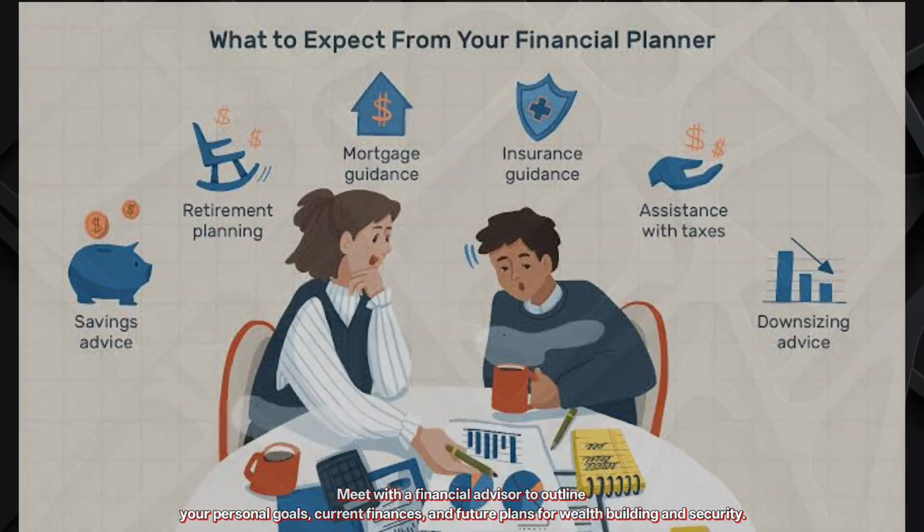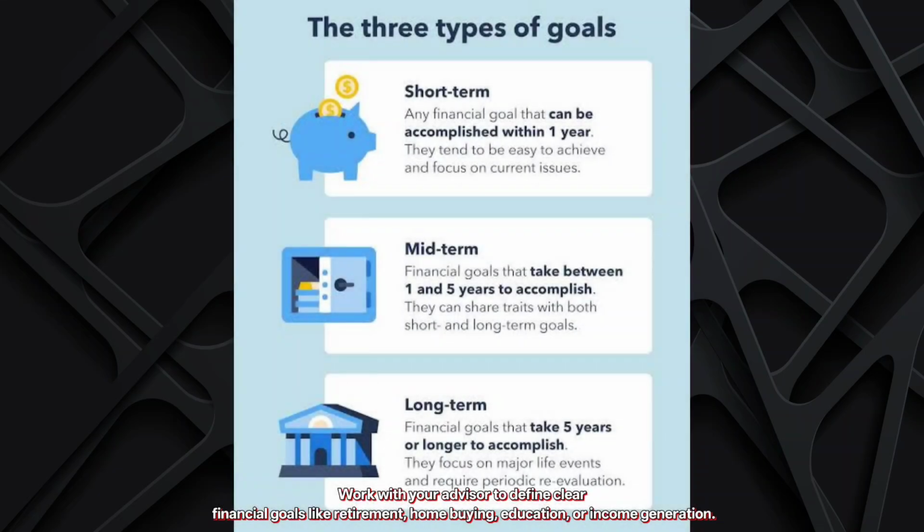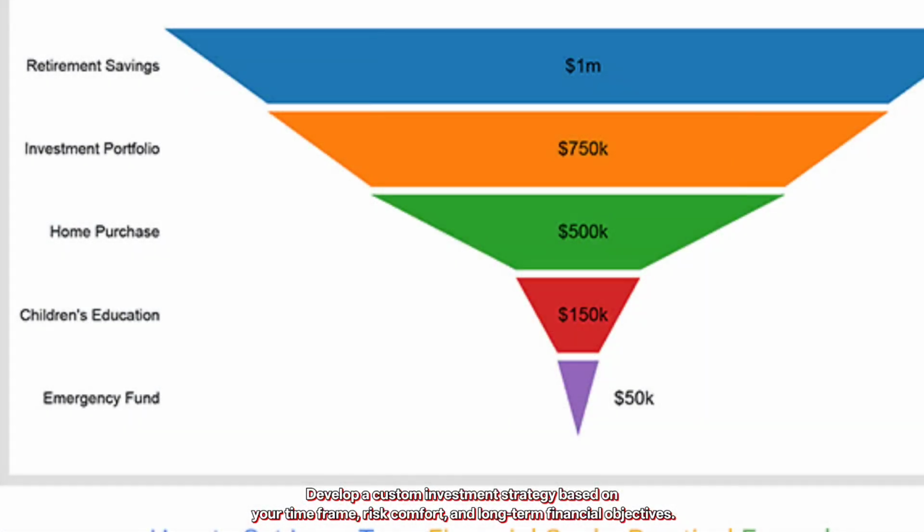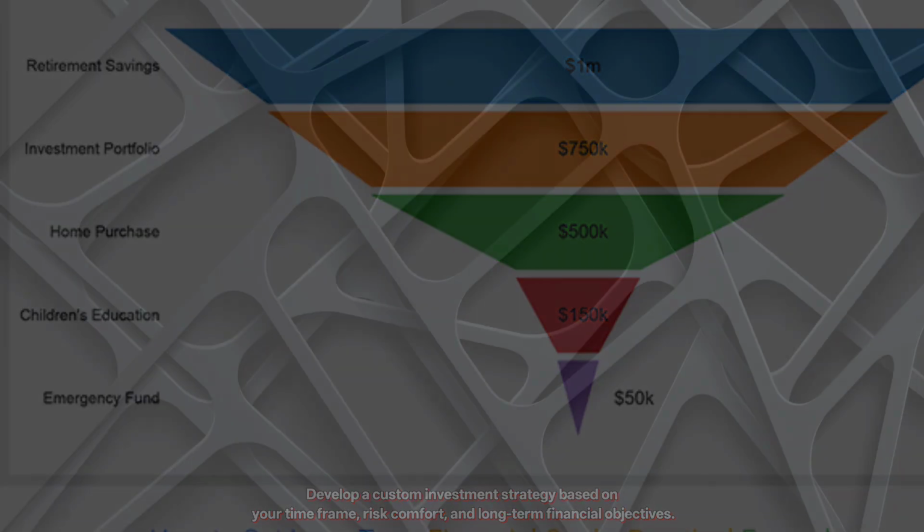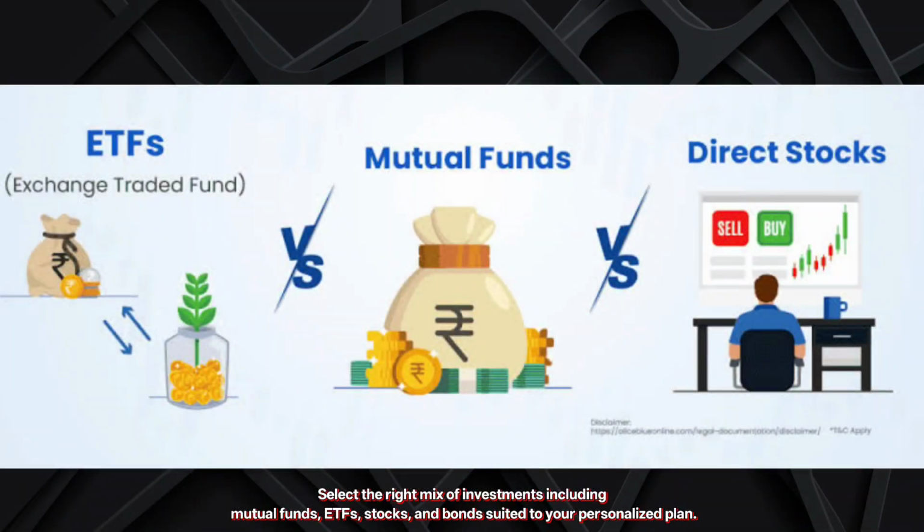Work with your advisor to define clear financial goals like retirement, home buying, education, or income generation. Develop a custom investment strategy based on your time frame, risk comfort, and long-term financial objectives. Select the right mix of investments including mutual funds, ETFs, stocks, and bonds suited to your personalized plan.